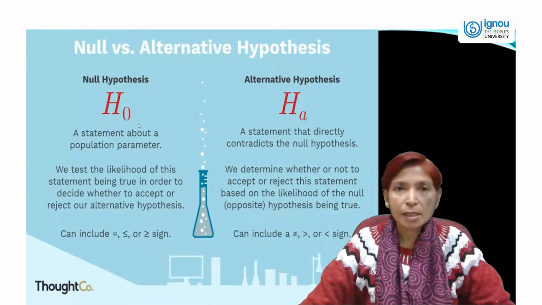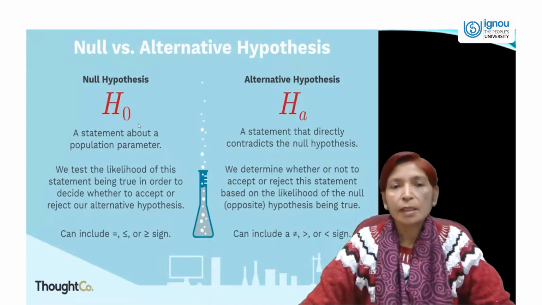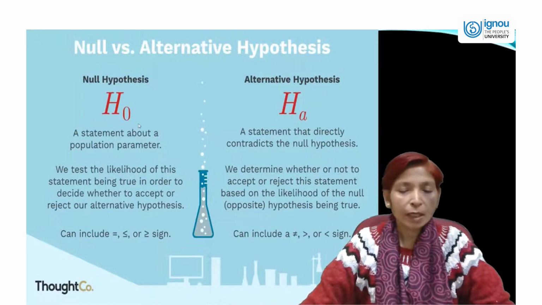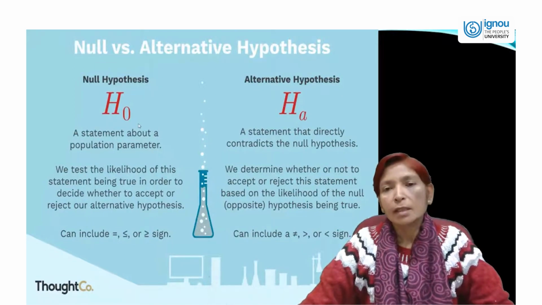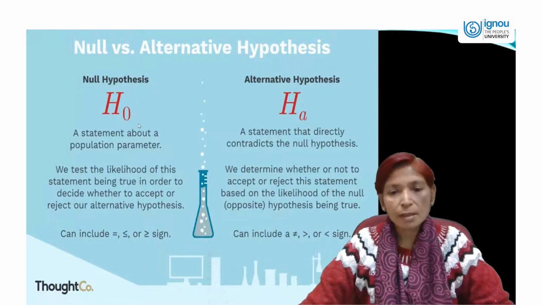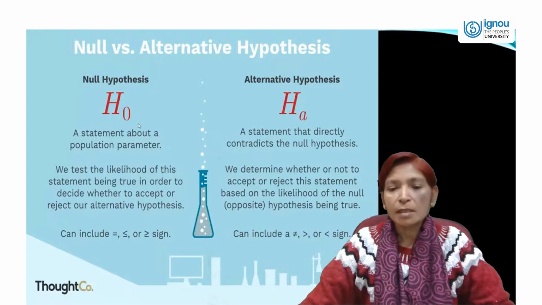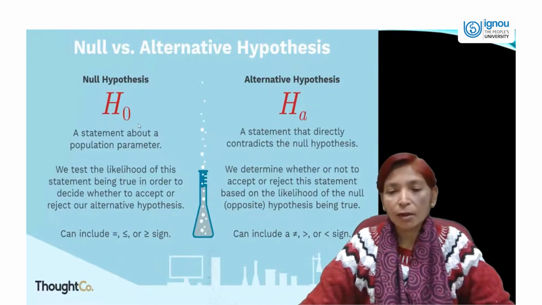So we can conclude that the null hypothesis may use an equal, less than, or more than sign. And in the case of the alternative hypothesis, it means the null hypothesis is rejected. That's why here we will put the sign of not equal, greater than, and less than.